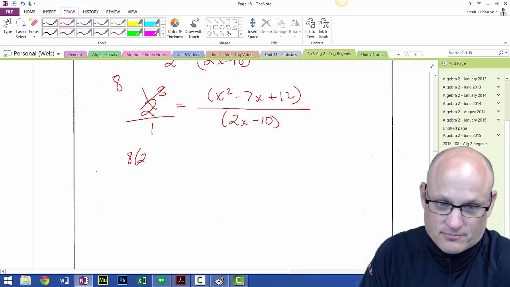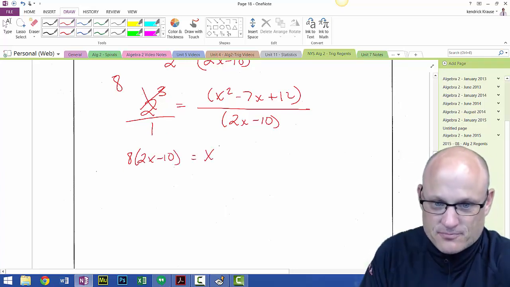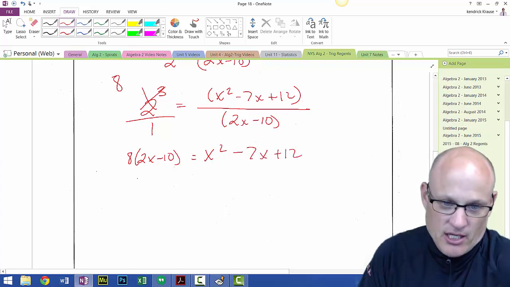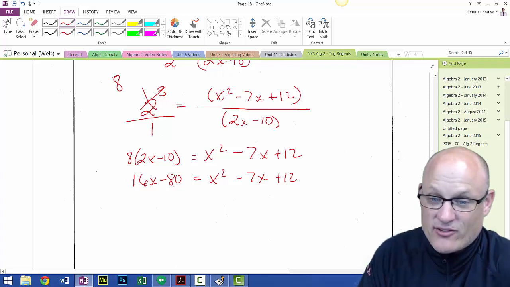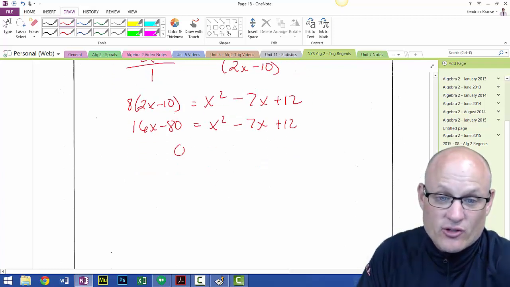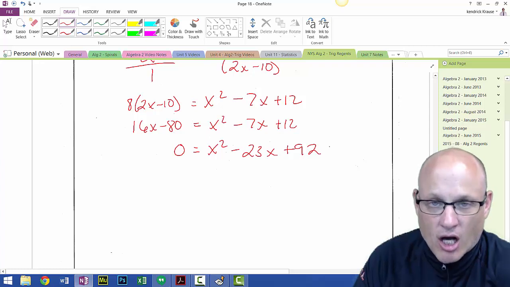I'll do it slowly. X times 2x minus 10 is equal to x squared minus 7x plus 12. Well, this is 16x minus 80 is equal to x squared minus 7x plus 12. Well, now I still got to set it equal to 0, so 0 is equal to x squared minus 23x plus 92.